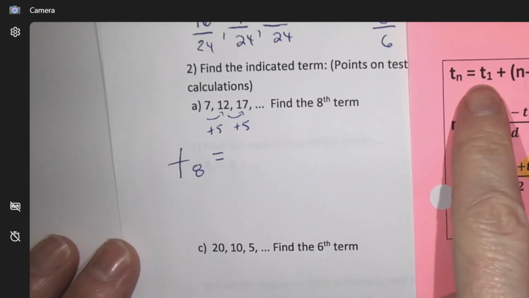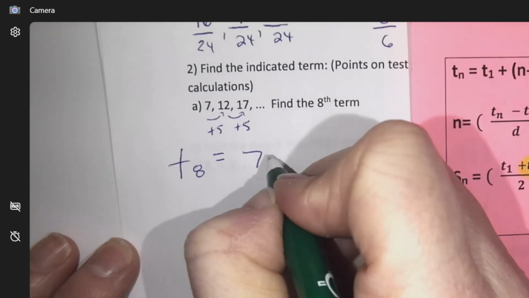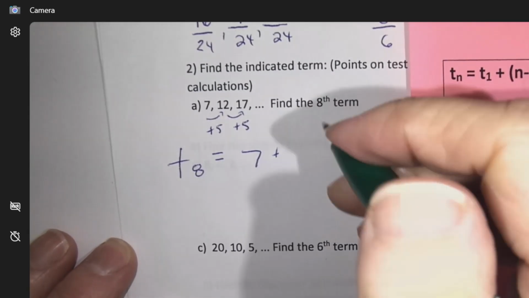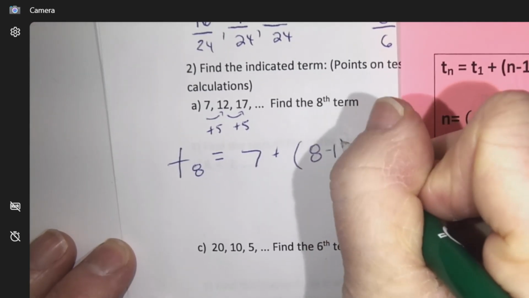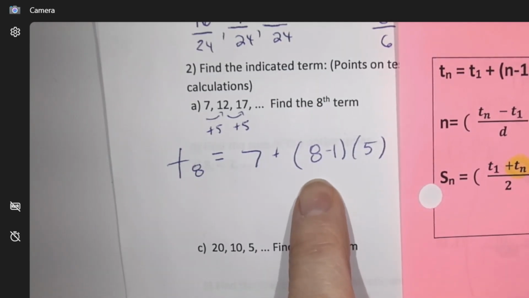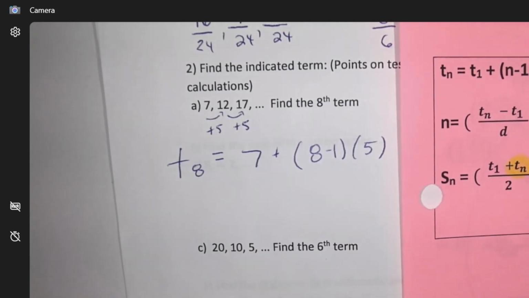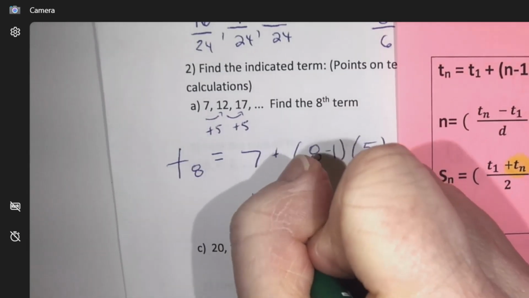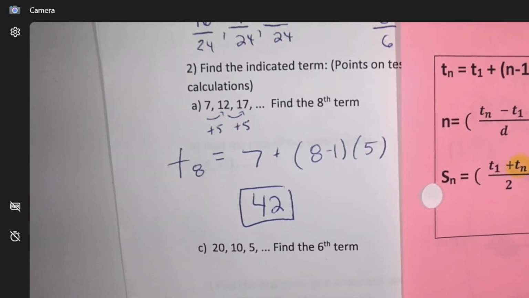equals term 1, so 7 plus n minus 1 times d. N is 8 because that's how many terms. N is the number of terms. Lots of this unit is just typing into your calculator properly. Make sure brackets are your friend. You can never have too many brackets.